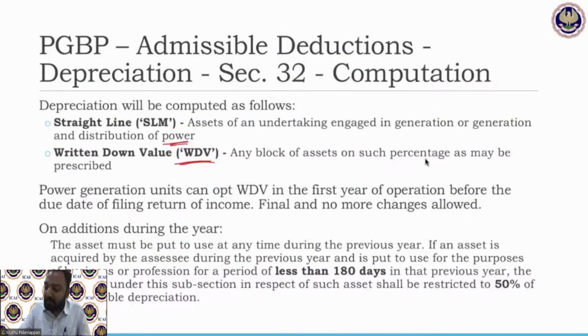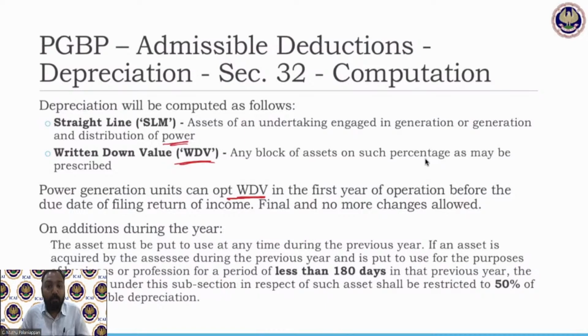Power generation units can opt for WDV or straight line in the first year of operation, before the due date of filing the return. So they have the option only once, in the first year of depreciation; they can choose WDV or straight line method. Once they have decided that method, they cannot change it. So that's only once. It can never happen again.